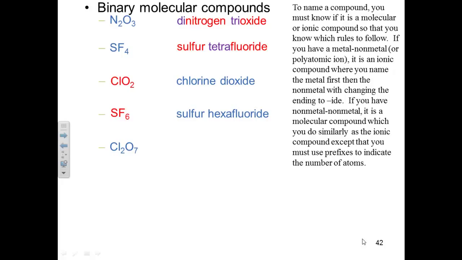Cl2O7. Chlorine's first, so it's going to be the word chlorine, not chloride. So it's going to be dichlorine, and I have oxygen. I have 7 of those, so that's hepta. Now, since I'm going to end up with 2 vowels next to each other, we're going to drop the a. So this would be dichlorine heptoxide.